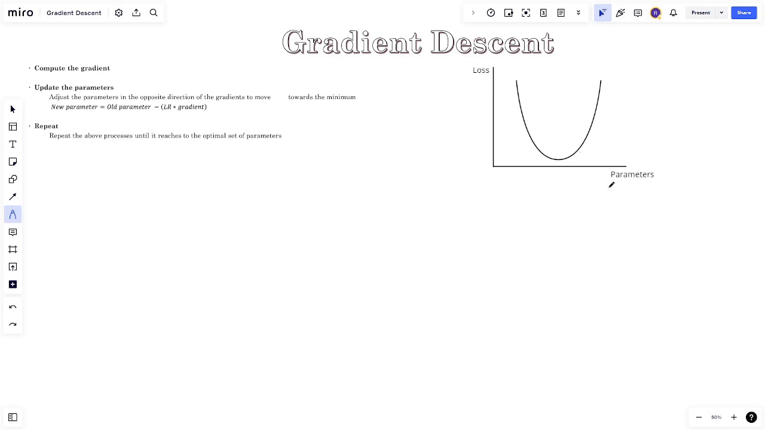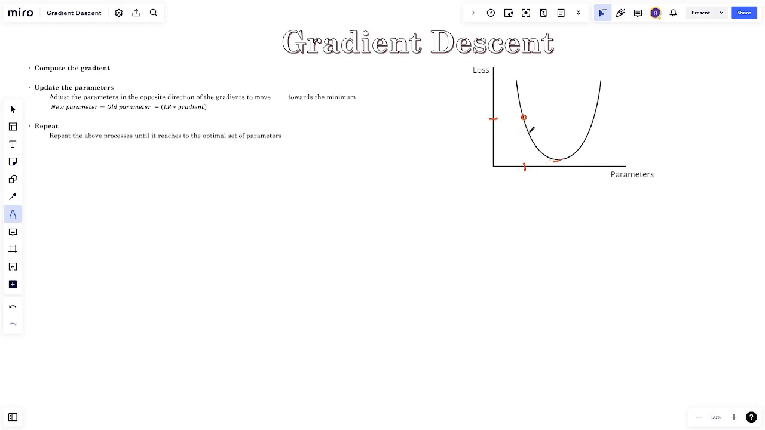Now, if this is the curve of our loss function, we all know that initially neural networks are initialized with a random set of parameters. And let's say the random set of parameters lies somewhere here, so the corresponding loss value is somewhere here. But I want the loss value to decrease from here to here, since this is the local minimum. Now how do I do this?